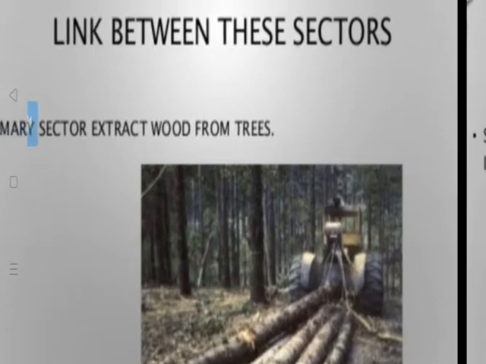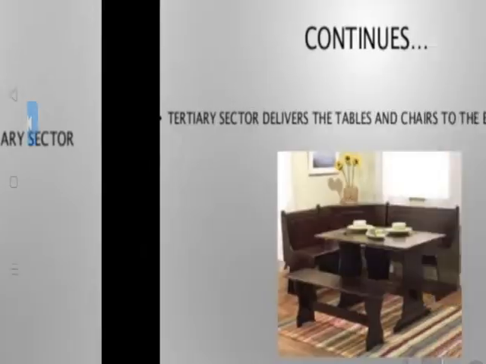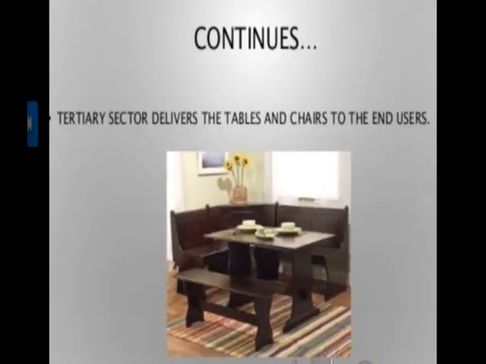Then what goes on? Secondary sector manufactures wood from the primary sector into tables and chairs. The wood which has been extracted from the trees is further processed in an industry or a factory into tables and chairs. So this becomes secondary because there's manufacturing happening, there's some processing happening. The third one is the tertiary sector. Now, the tertiary sector delivers the tables and chairs to the end users.